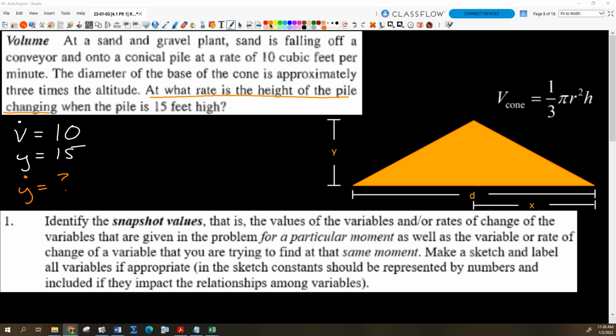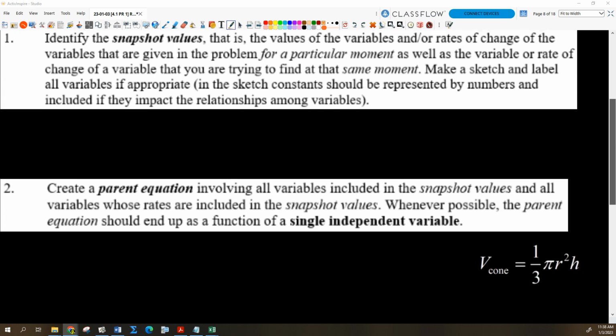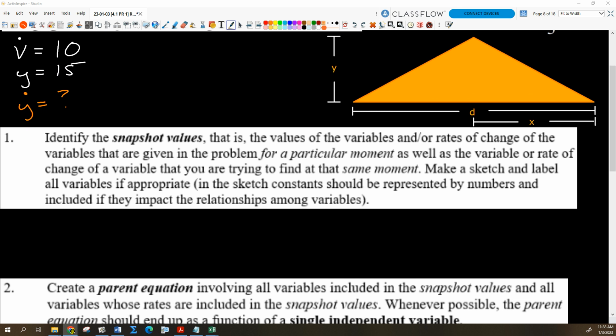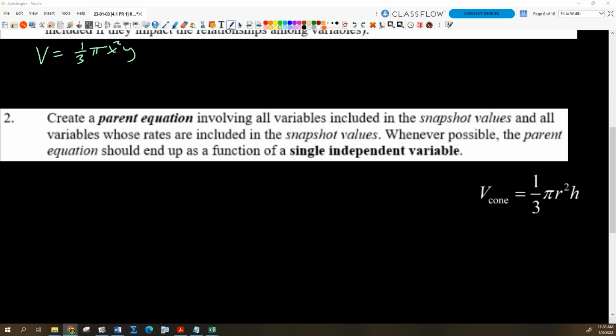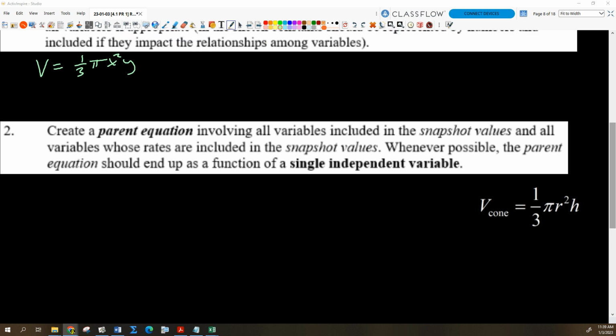Okay. How did I arrange this? Yeah, parent equation. So there it is. Okay, our parent equation is going to be V equals 1/3 pi x squared y. Okay, got it? Now we've got a parent equation. What do we do? Differentiate, right? We've got to get dots out of this. So I'm differentiating, Pagan, what am I differentiating both sides with respect to?